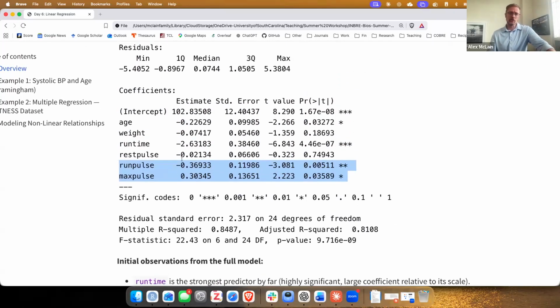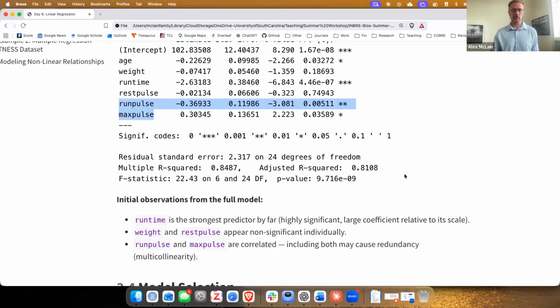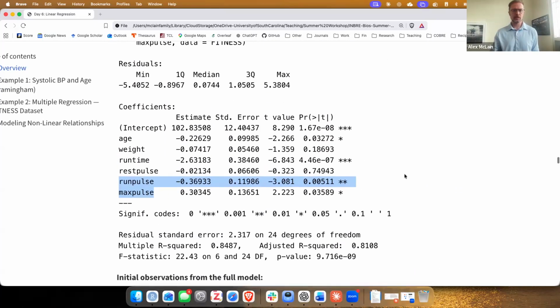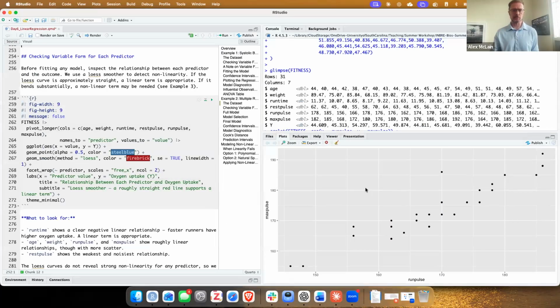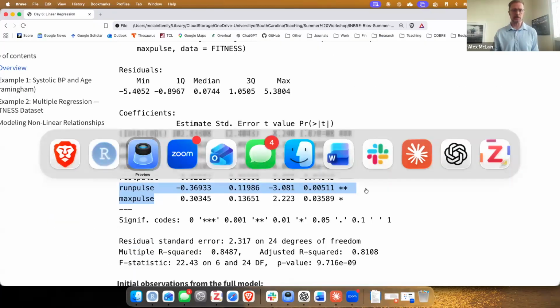So what could we do? Well, we could add another variable, which is maybe the average of run pulse and max pulse, so that we get both of those measures in there. We could just remove one of them, say these are too highly related. We can't differentiate the relationship between these two. Those are kind of the two major ways that I would look to address this. But that's our fitted multiple linear regression model that we have there.